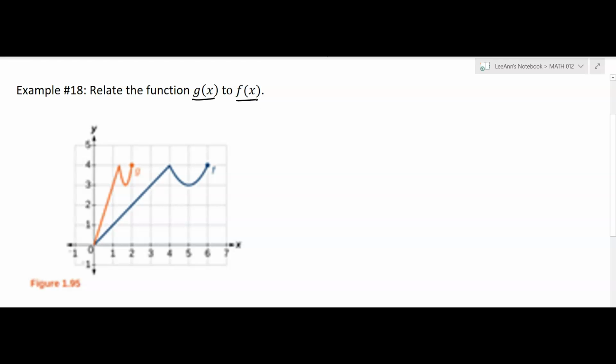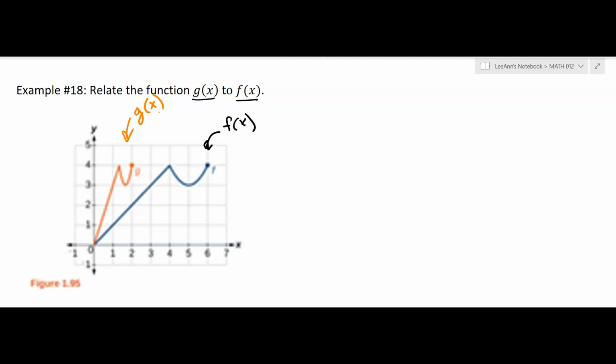Okay? So I'm looking at f of x as my original function. This is f of x. And then I'm going to come up with an equation for g of x. So that's important to know kind of which way we're going. And this is a compression, so it might be helpful to think about that in your mind.